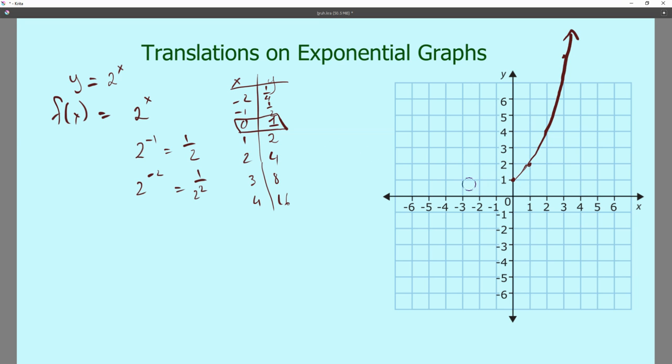And then when I go to the negative side here, I get 1/2. Right? -1 is 1/2. There, it goes all the way down here. And then -2 becomes 1/4. So it just divides by 2 each time.